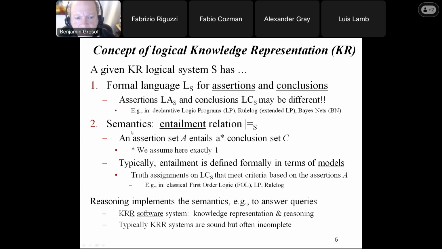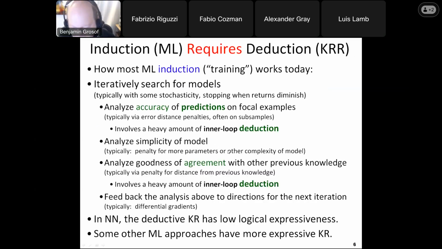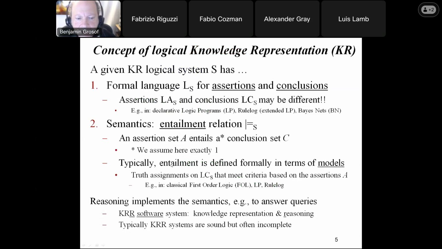So now let's talk about semantics. This is usually defined in terms of an entailment relation, where a set of assertions entails a conclusion set. Here we're going to assume there's exactly one conclusion set, i.e. the set of stuff that you believe skeptically, if you know what that means. Typically, entailment is defined formally in terms of models. A model is a truth assignment on the language of conclusions that meets criteria based on the assertions A. So, for example, in classical first-order logic, in LP, and in RULOG.